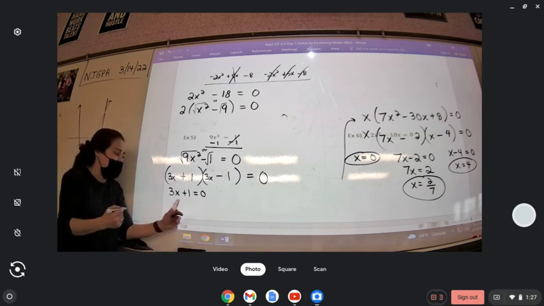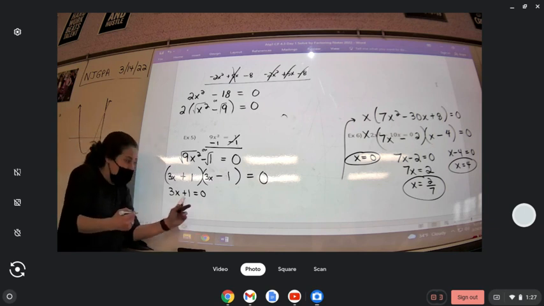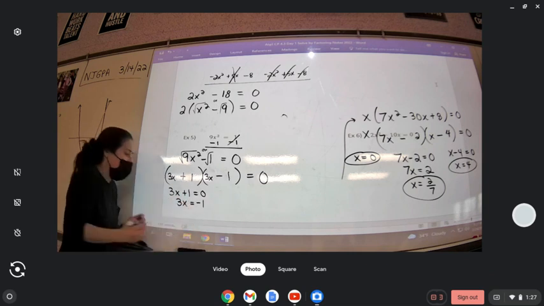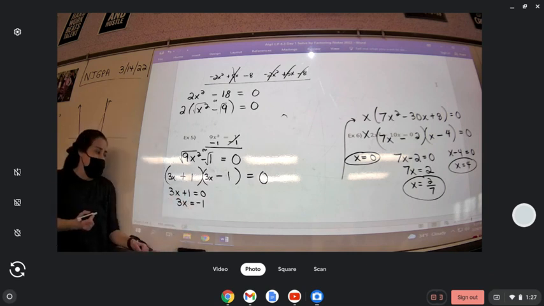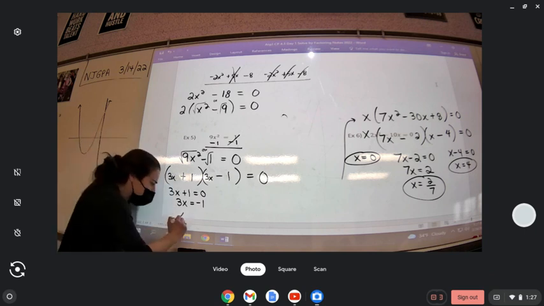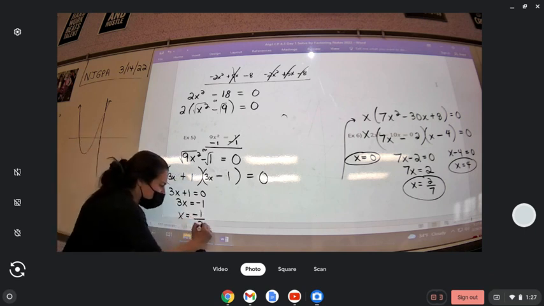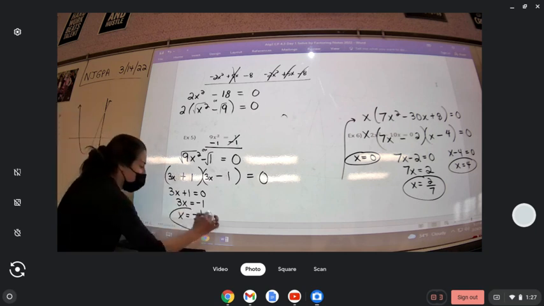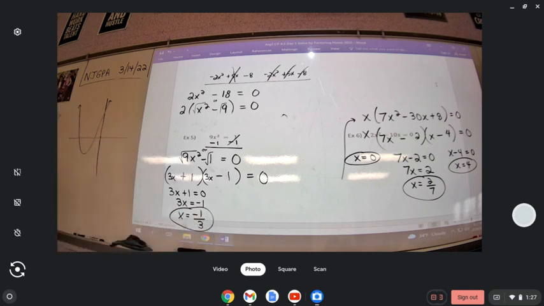What are you going to do first to get x alone? Minus 1. So 0 minus 1 will be negative 1. So now we'll have this. What's the last thing you're going to do to get x by itself? Divide by 3. And x will be negative 1 divided by 3. It doesn't divide. It doesn't reduce. That's your first of 2 answers.